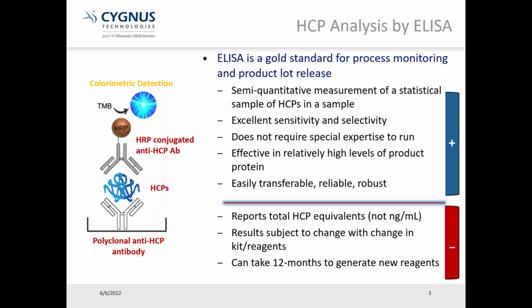And due to the complexity of making broadly reactive host cell protein antibodies, it can take 12 months to generate new reagents and to make a new host cell protein ELISA. So ideally, you don't want to have to change host cell protein reagents, but inevitably the time will come where reagent change cannot be avoided. So now I'd like to discuss reagent changes and how to make these transitions as smooth as possible and how to make sure the new kit or reagents are acceptable for use to monitor your process.